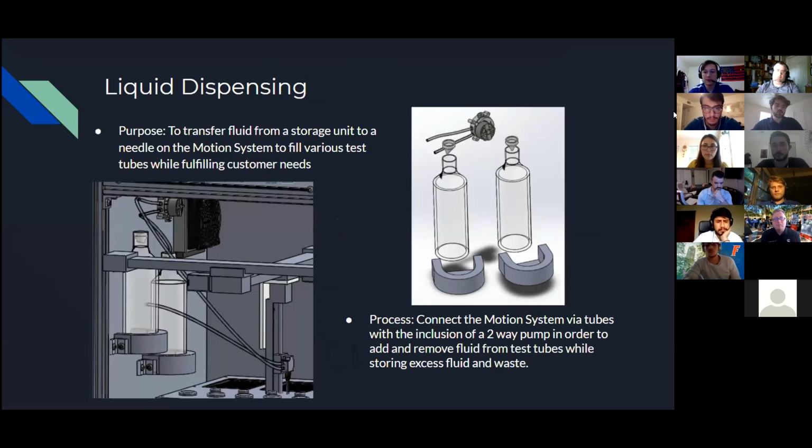A good point. I guess I didn't necessarily take that into consideration. I just assumed that the shortest possible route from the liquid handling and dispensing to the actual needle would be best.